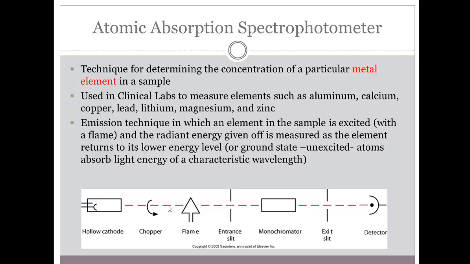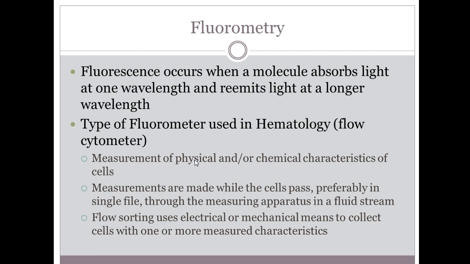Okay, pretty technical stuff. Just memorize the fact that it's used for metal elements, and that the emission is when an element is excited and the radiant energy given off is measured as the element returns to its lower energy level. Okay, that's what you need to know. Just memorize this paragraph.